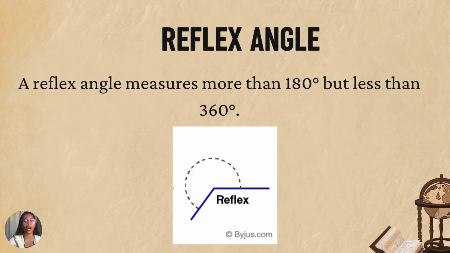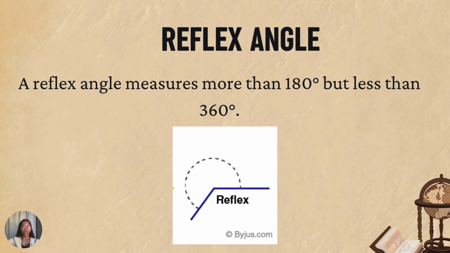For example, a door opened too wide, almost closing it one step. That is an example of a reflex angle. Or a swing at a playground moving backward. That is also an example of a reflex angle.